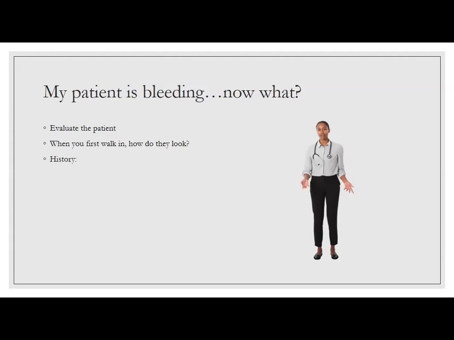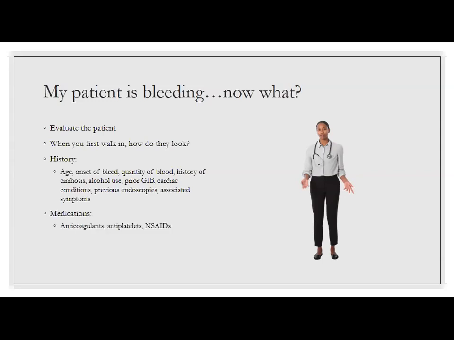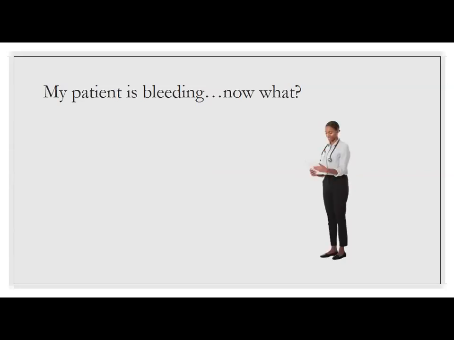And then you should be thinking about the history. Important elements would be how old the patient is, when the bleeding started, how much bleeding there's been, do they have a history of cirrhosis, do they drink alcohol, have they had prior GI bleeds, and scopes or endoscopy reports you can look at, any heart conditions or associated symptoms. Medications are also important. Are they on any anticoagulation, antiplatelets, NSAIDs, and then knowing the indication or why they're taking those medications.